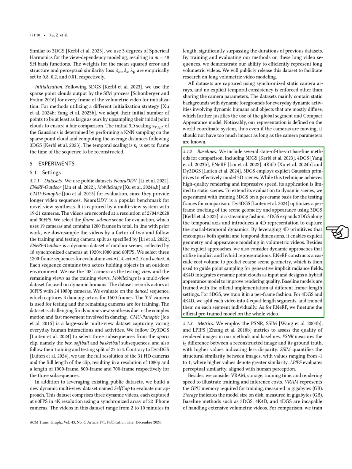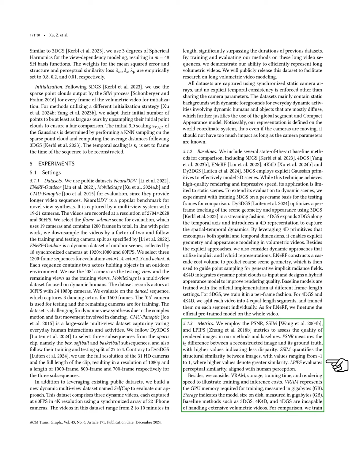We also explore dynamic methods that use implicit and hybrid representations. ENeRF creates a cost volume to predict rough scene geometry, guiding point sampling for implicit radiance fields. 4K4D incorporates dynamic point clouds and uses a hybrid appearance model to enhance rendering quality. We train the baseline models using the official implementations with different frame lengths. For 3DGS, we use a per-frame training approach. For 4DGS and 4K4D, we divide each video into 4 equal segments and train each segment separately. For ENeRF, we fine-tune the pre-trained model on the entire video.